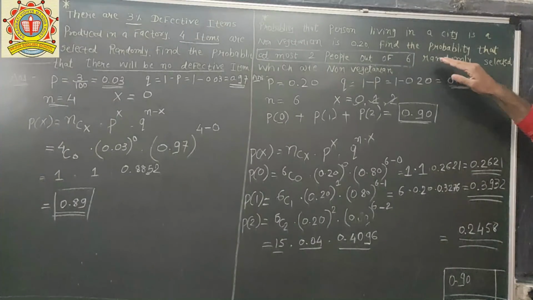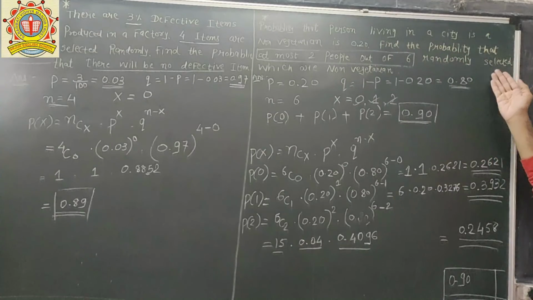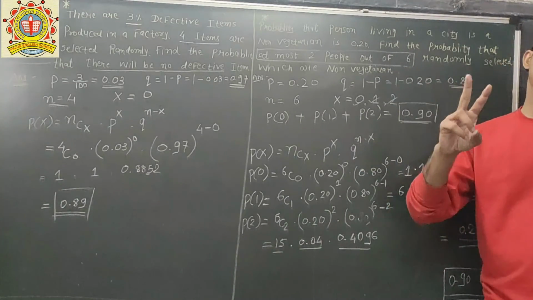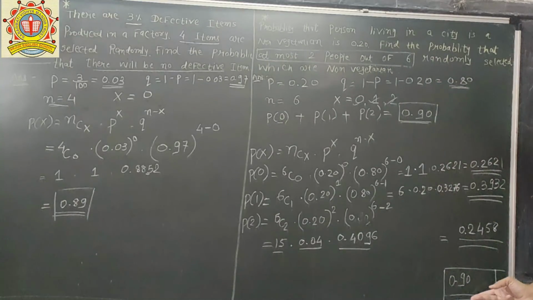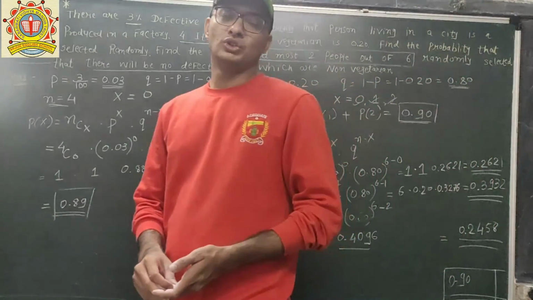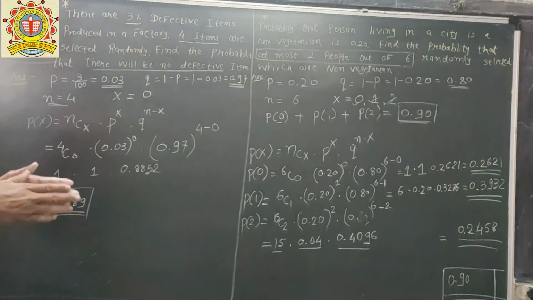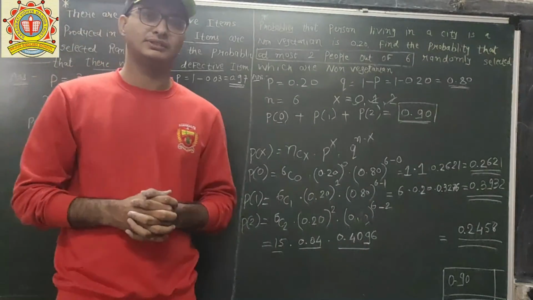So they asked for at most 2 out of 6 randomly selected who are non-vegetarian. It means if I am selecting 6 people, the probability that at most 2 are non-vegetarian comes to 0.90. Okay, got it? This is a very easy sum, because here there is only the formula and the calculations regarding it.